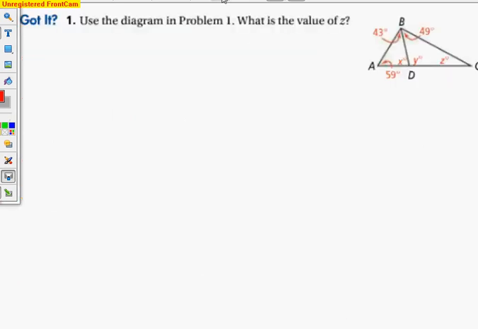Good. Alright, so let's try to do a problem here. It says, use the diagram. What is the value of z? Well, we're going to find x, y, and z. What are the values of x, y, and z? Okay, so we're going to find all three.